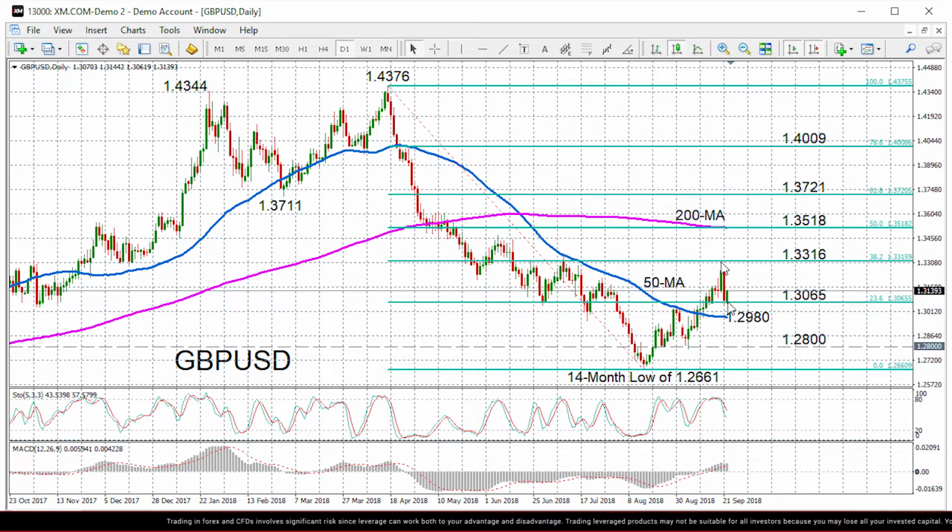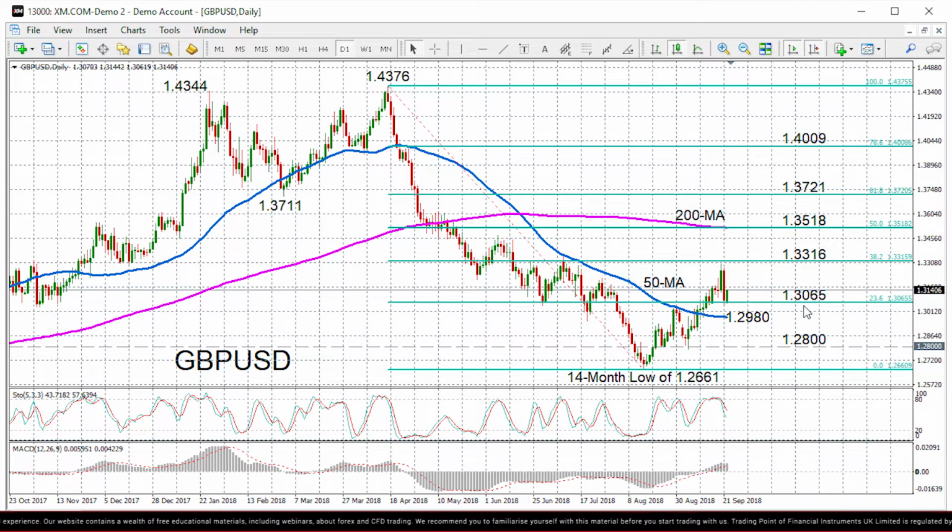There is some upside momentum today though, with immediate support coming from the 1.3065 area, which is the 23.6% Fibonacci retracement of the downleg from 1.4376 to 1.2661. However, if we have a look at the stochastic oscillator, we can see both the percentage K and the percentage D lines are pointing downwards, suggesting there's still some persisting downside pressure.